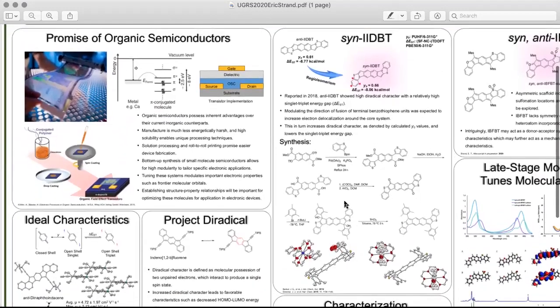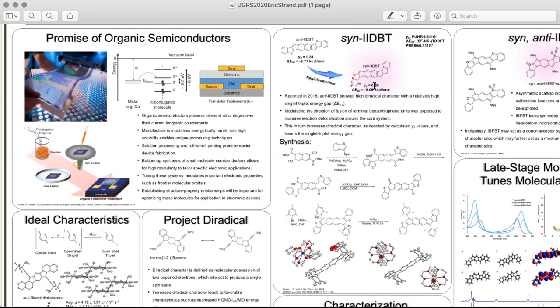The one that I focused on was indeno dibenzothiophene, and we were really looking at if we could modify the terminal benzothiophene moiety, the bond fusion order or the direction of that, to change its diradical character. And as you can see here, this regioisomerism from anti-indeno dibenzothiophene to syn-IDBT, as it's so called, really did afford an increase in the y value, or the diradical character.